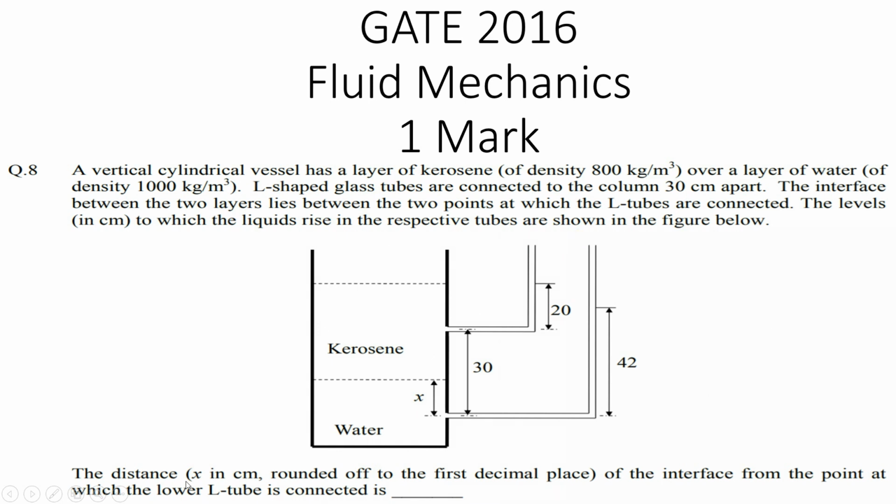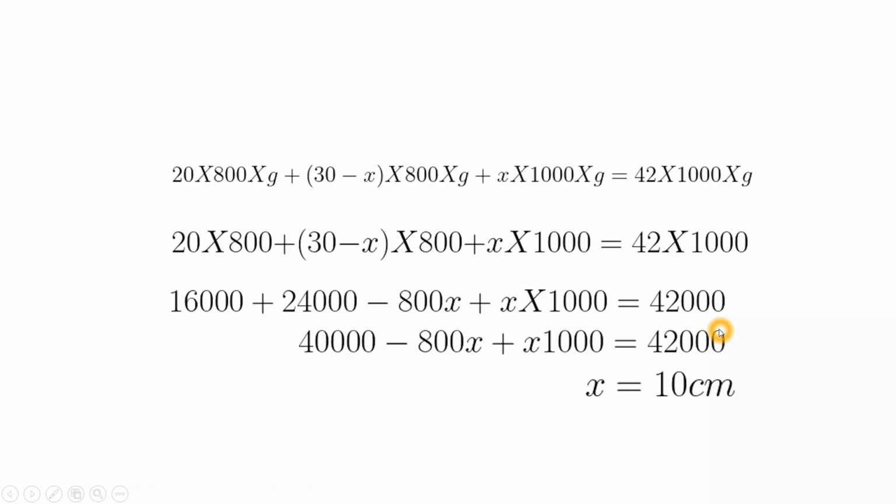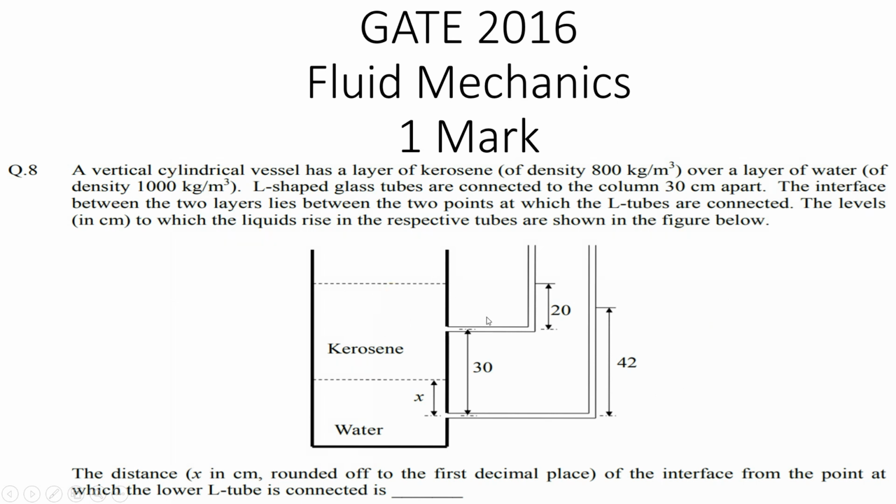This is given. The distance x in centimeter of the interface from the point at which the lower L tube is connected is. Let's start with the solution. So we will use the hydrostatic law here. You can see here I am doing one thing. First, you can see here this height is 20 centimeter actually.